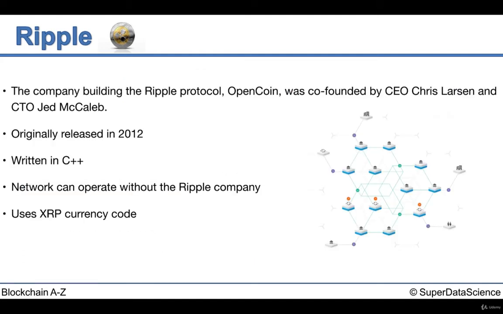But let's start off with a bit of historical background before we jump into some further details. For Ripple, the company building the protocol, OpenCoin, was founded by CEO Chris Larsen and CTO Jed McCaleb. Originally released in 2012, it was written in C++, and one of the most interesting aspects is that the network can operate without the Ripple company entirely. But it can even claim to go back to 2004 with the Ripple project.